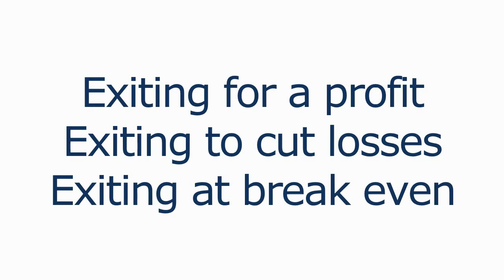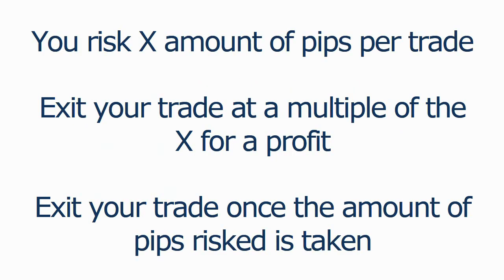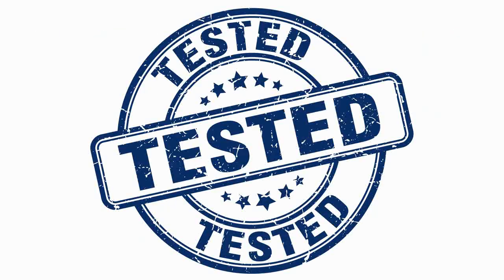There's exiting trades for a profit, exiting trades to cut your losses, and exiting your trades at break even, although you're going to still pay your spreads and your commission costs. And you could just keep this all really simple and decide that you're going to risk X amount of pips, for example, per trade. You'll exit your trade at a multiple of the X for a profit. And you'll exit your trade once the amount of pips that you've risked is taken. Now, whether or not that works is another matter. Like anything in trading, test your theories before risking real money.